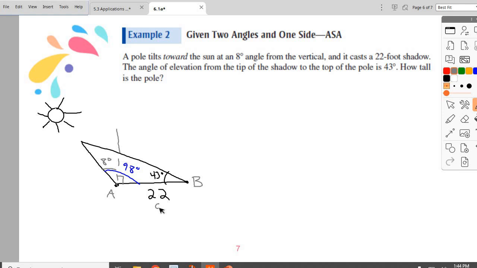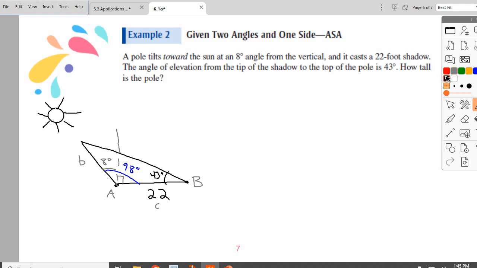But again, like we said before, our steps are still going to be the same. And actually, we don't have to solve for all the things, because really we only need one thing. What do they ask us for? How tall is the pole? Which is technically going to be our little b. So at the end of the day, that's all we need.